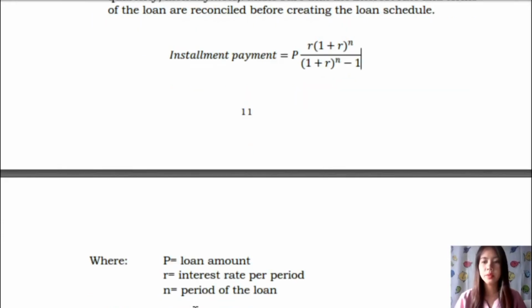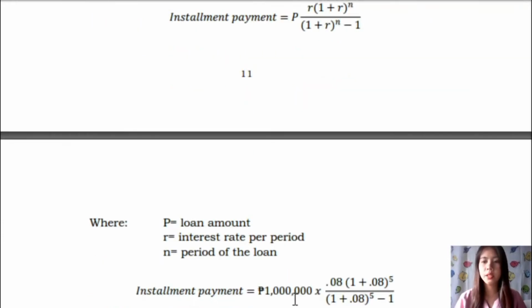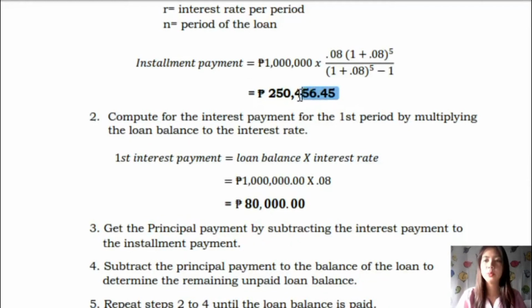Okay? So, you have here 1 million. So, since 8% po siya, 1 plus 0.08 raised to 5 over 1 plus 0.08 raised to 5 less 1. So, you will get 250,456.45. Yan, ito po siya. See? Installment payment for 5 years.